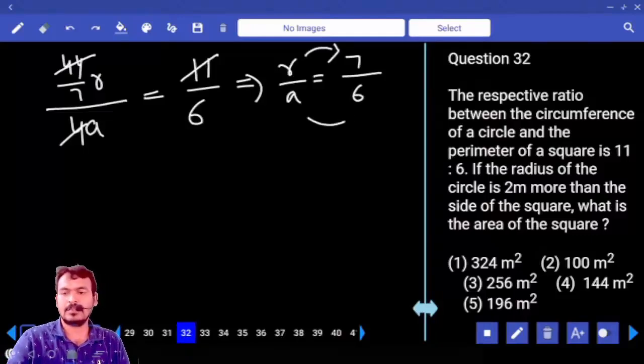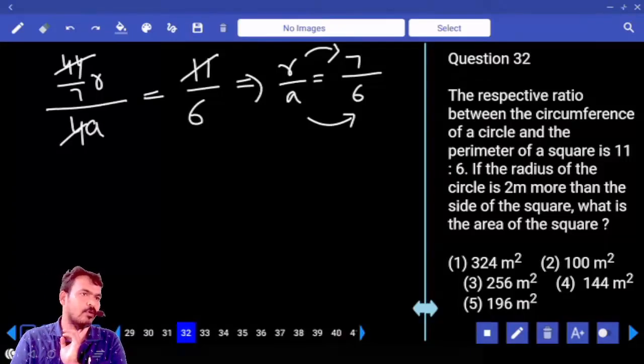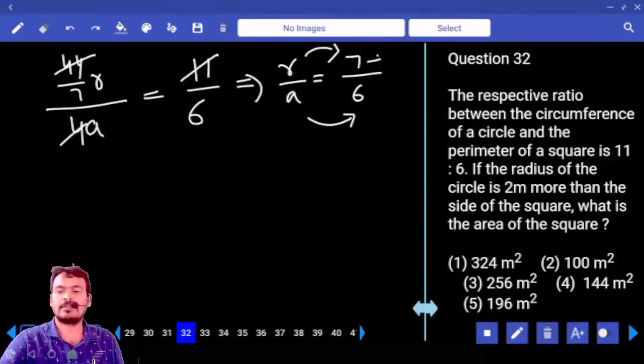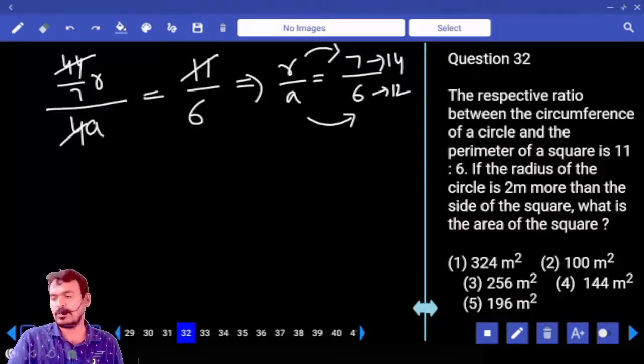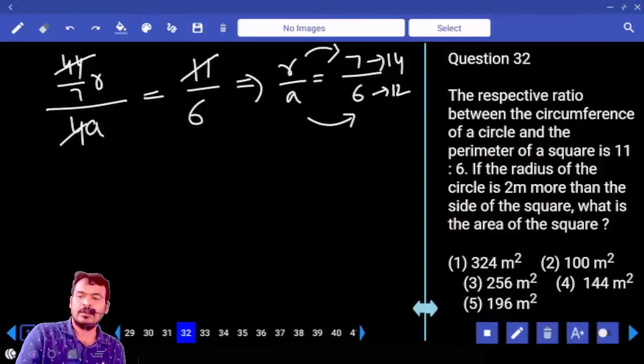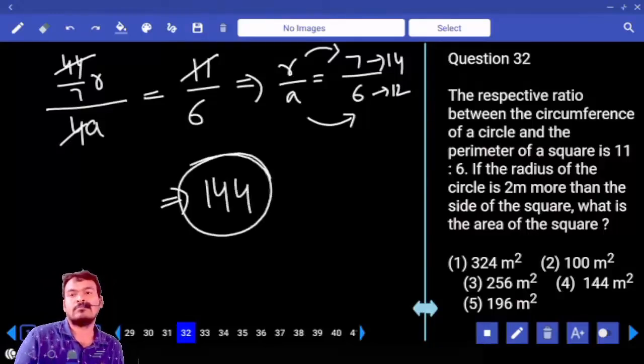R is how many parts? 7 parts. A is how many parts? 6 parts. But the radius value compared to the side of the square is 2 meters more, right? Parts wise how many parts more? 1 part. Value wise 2 meters. Then 7 parts are 14. 6 parts are 12. What is the question here? Area of a square. Then the answer is 144, right?